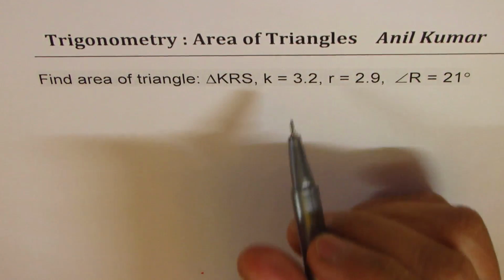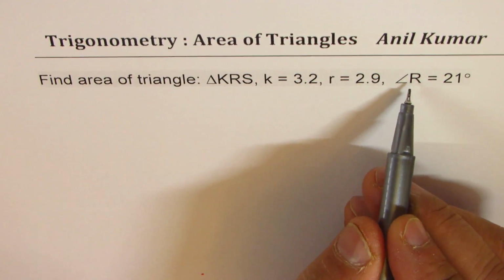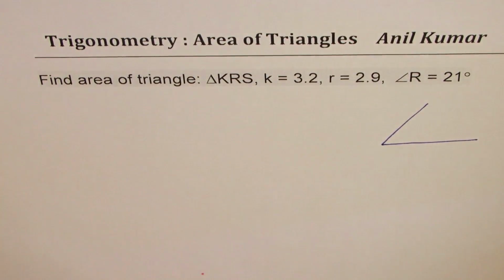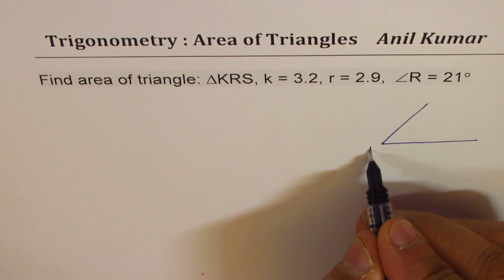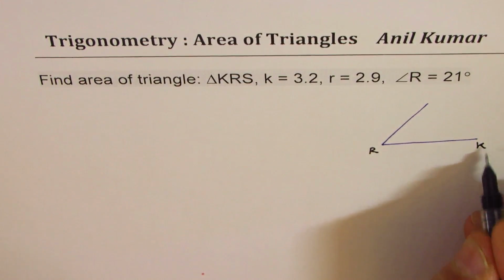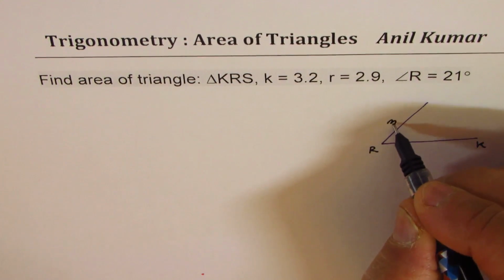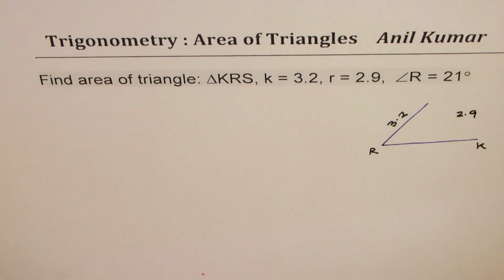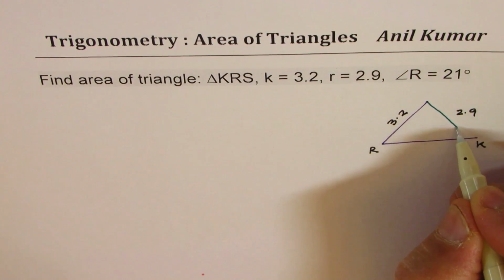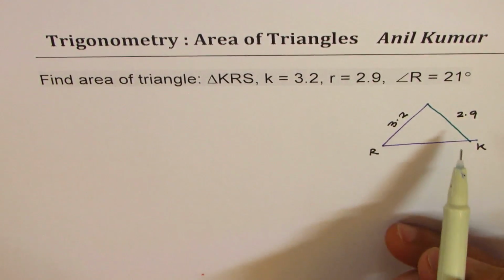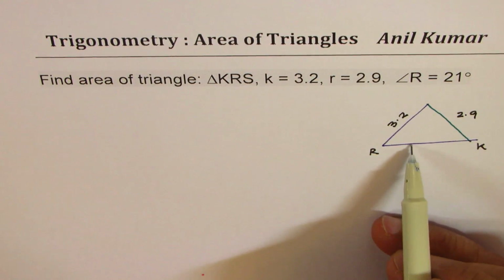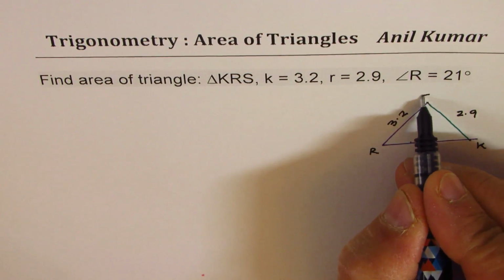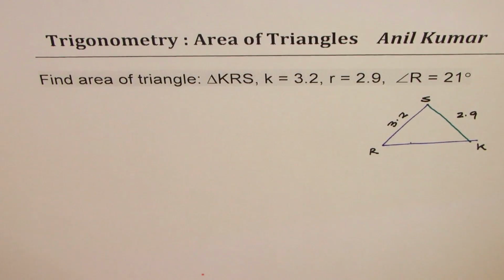So let us first sketch the triangle KRS. Since the angle R is given to us, I prefer to take angle R at this vertex. So I'll name this as R. K, I'll name this as K, right? So opposite K is 3.2 and opposite R, it is 2.9. So I'll write 2.9 here, joining these two. Okay. Now, it is possible that we can have two triangles. So first, let us check for that, right? This is S. So to check for that, what should we do?